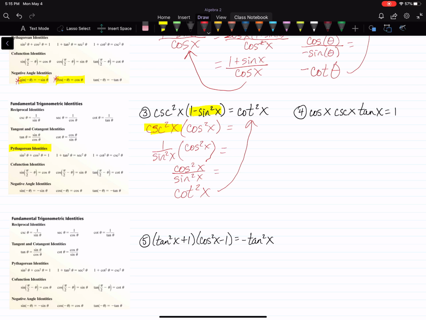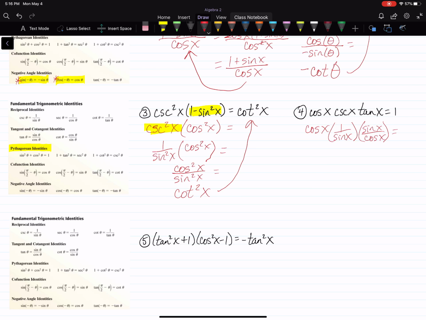Number 4, again, very simple to know which one's more complicated on this one. The left side's more complicated, so I'm going to change everything into sine and cosine. So the cosine x stays. I'm going to change that cosecant x to 1 over sine x, and I'm going to change that tangent x to sine x over cosine x.